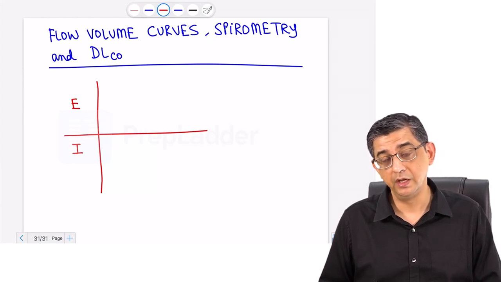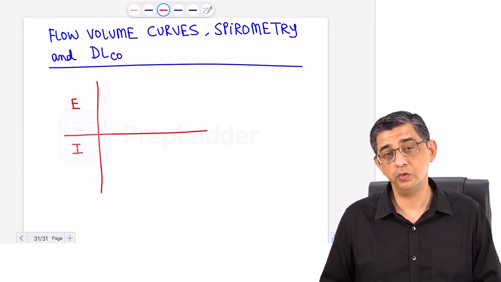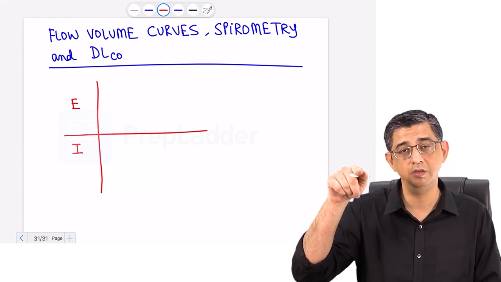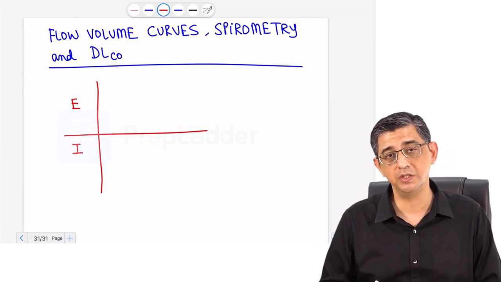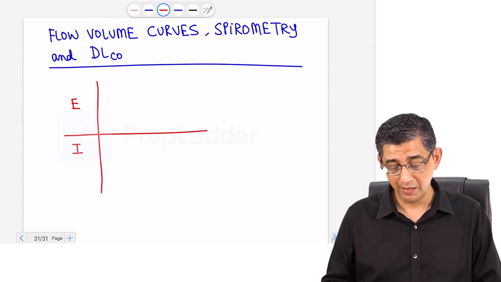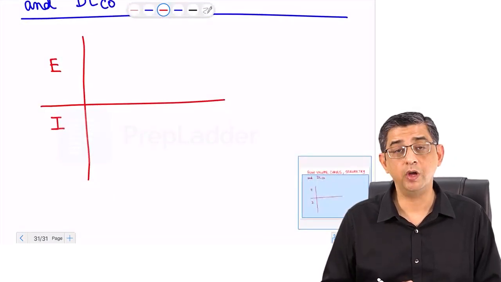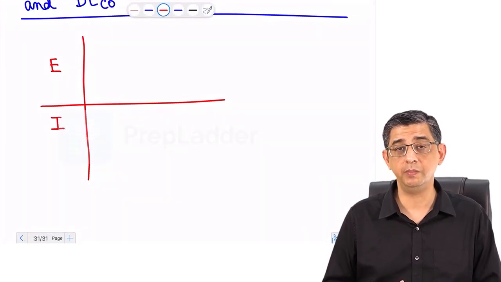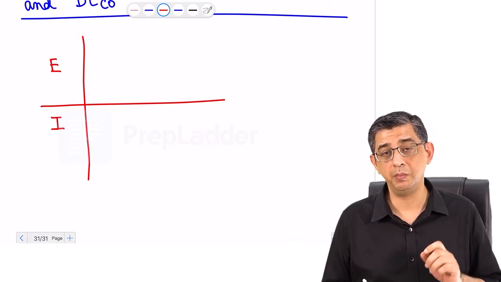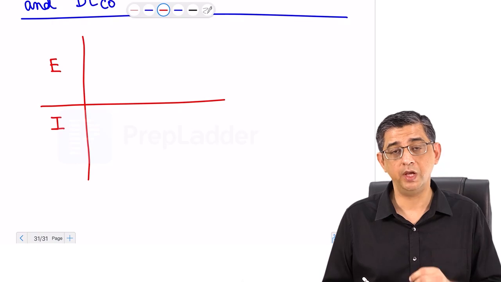So let's get started. The first and foremost thing I want you to remember is that in spirometry, inspiration is when you're going up in the curve, and when you go down in the curve it is expiration, but the flow volume curve is opposite, it is reverse. As you can see in the sketch that I'm now going to make before you, inspiration will be present inferiorly and expiration superiorly.